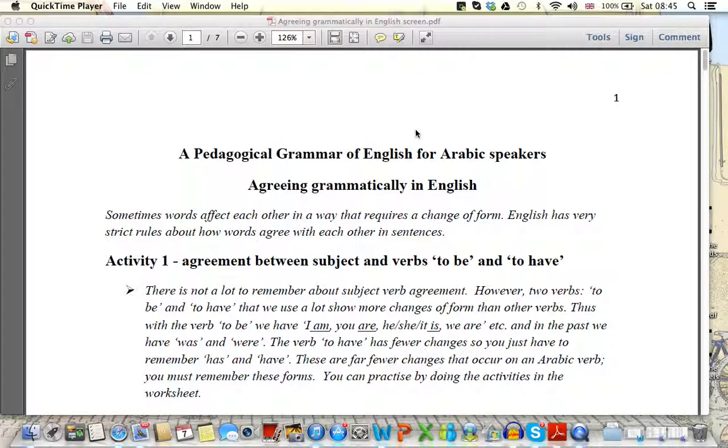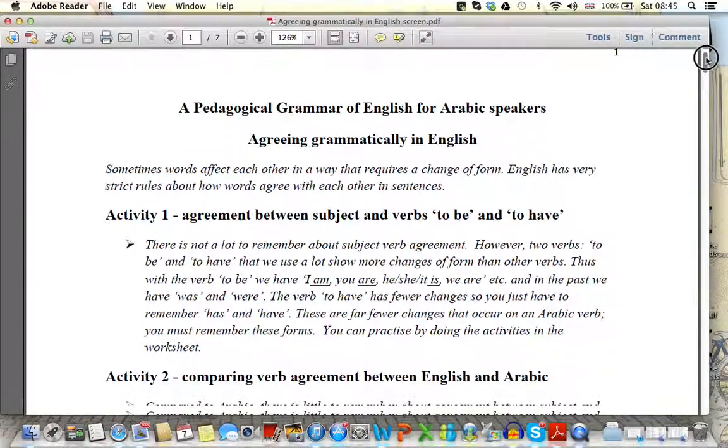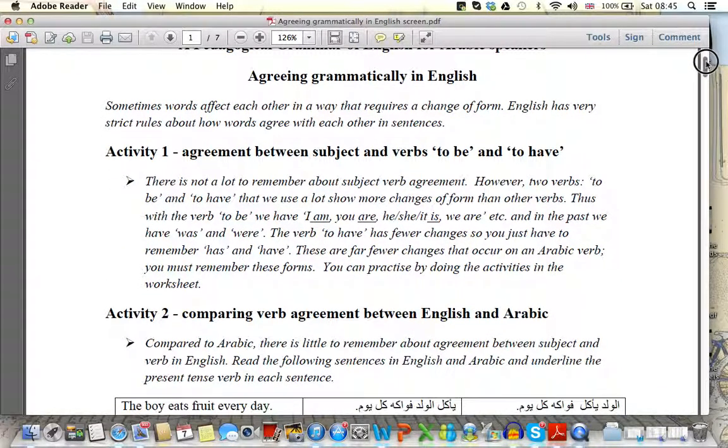Sometimes words are affected by another word nearby, and this means that we have to change the form of one of the words. English has very strict rules about these, so we need to take a look at them. Let's take a look here in our first activity at two verbs that we use very often. These are the verbs to be and to have.